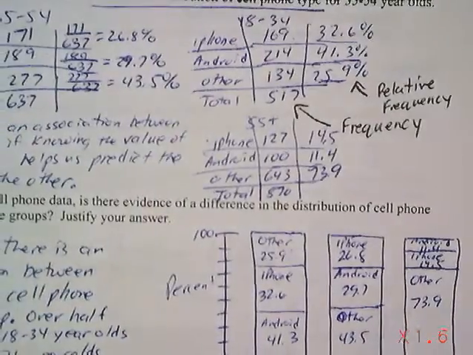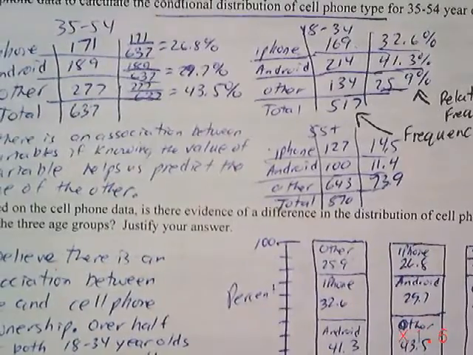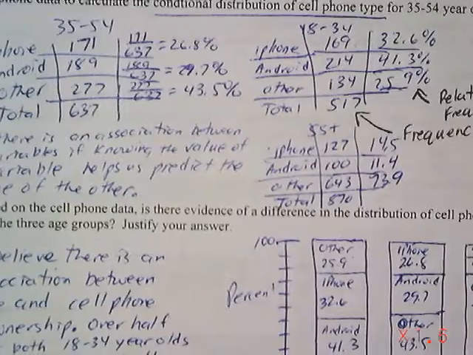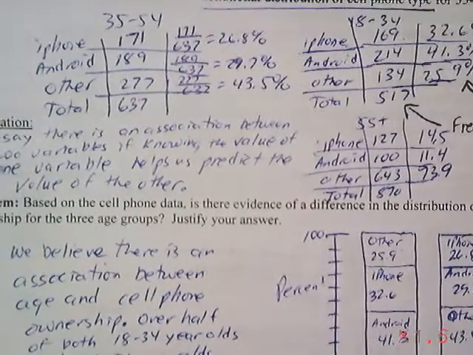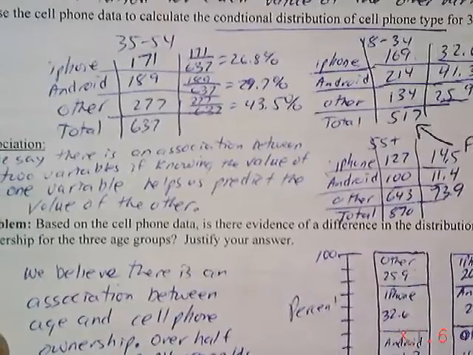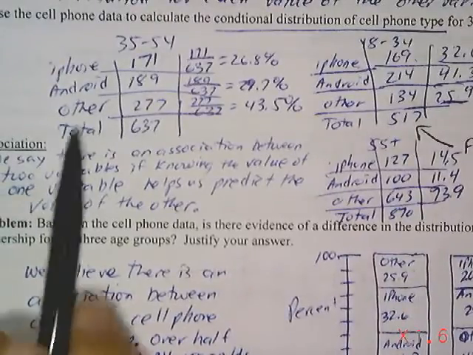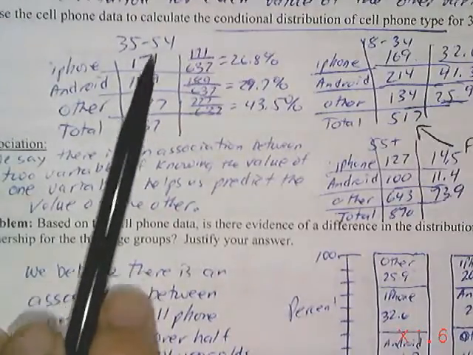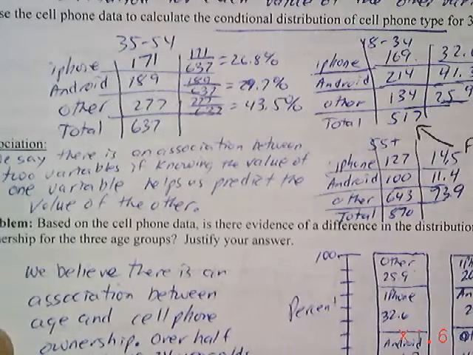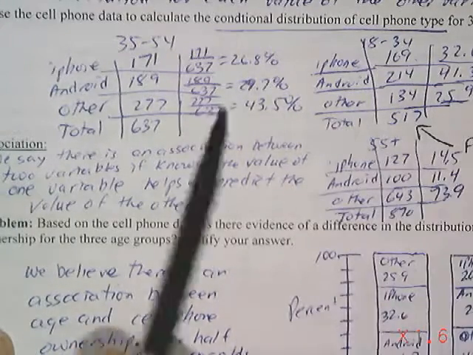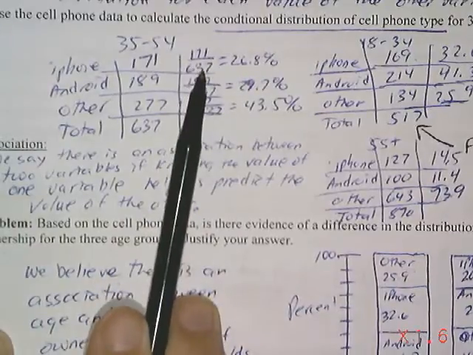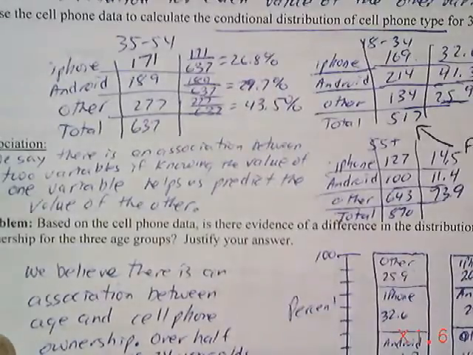Once we have that information, we're almost always going to put it into a graph and see what that looks like. So what I did is make segmented bar graphs for all three groups. This is just a graphic representation of the information that we already saw: 41.3% of 18 to 34-year-olds own Android, 32% own iPhone, and 26% or so own something other than those. We've seen all these numbers before because this is exactly what we did when we calculated our conditional distributions.